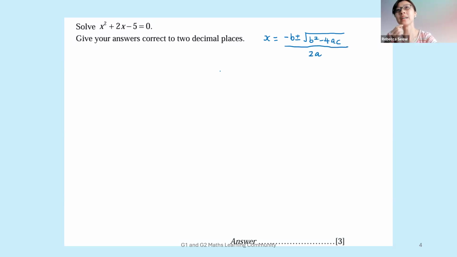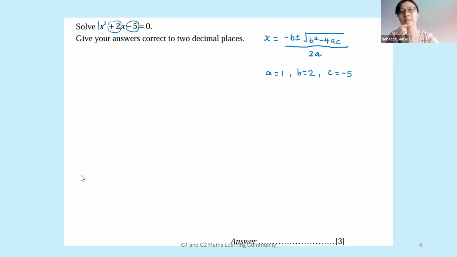Next, let's put down the values of a, b, and c. So the value of a would be the coefficient of x squared, and we don't see anything. When we don't see anything, if you remember, the coefficient is 1. So the value of a is 1. The value of b is +2. And the value of c is -5.